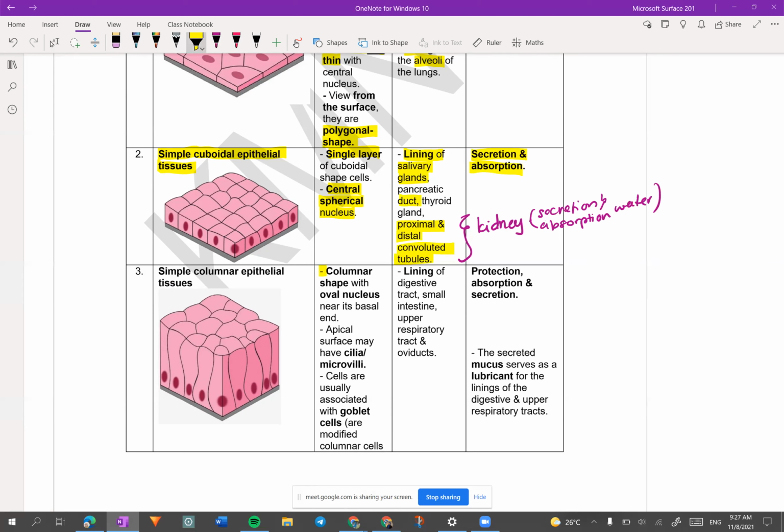Okay, columna ni power sikit dia punya sel, selain daripada shape dia yang berubah, dia ada extra cilia. Okay, so dia punya bentuk columna. Nucleus dia pun ada oval. Lepas tu dia ada cilia ataupun microvilli. Dan dia ada satu lagi sel yang selalu berada bersama dengan dia dekat tengah-tengah. Dalam gambar ni dia tak tunjuk. So probably kat sini. Satu lagi sel extra.